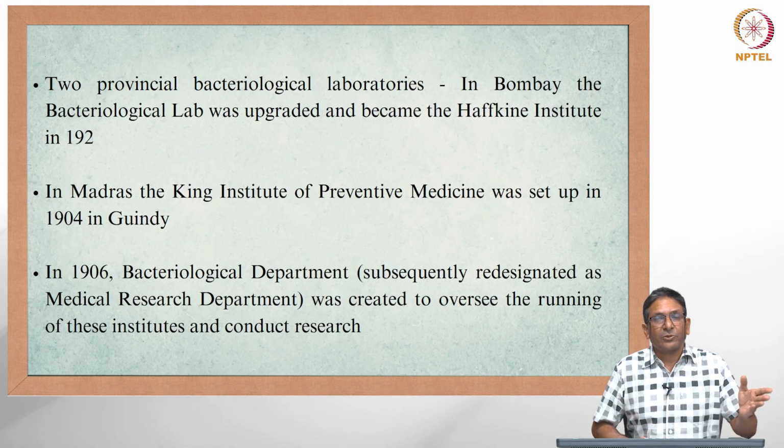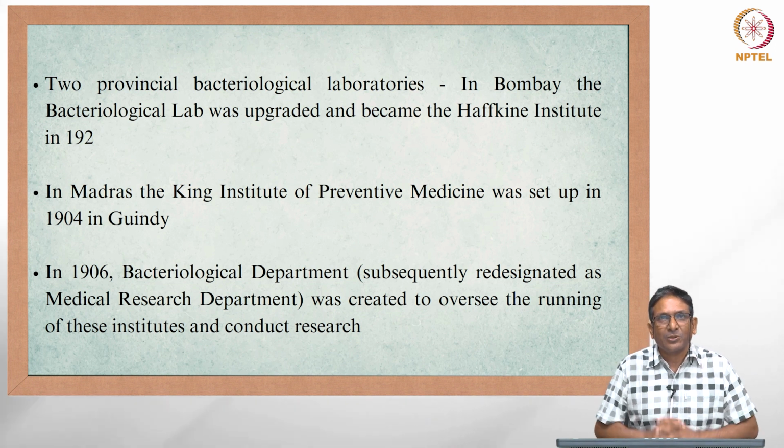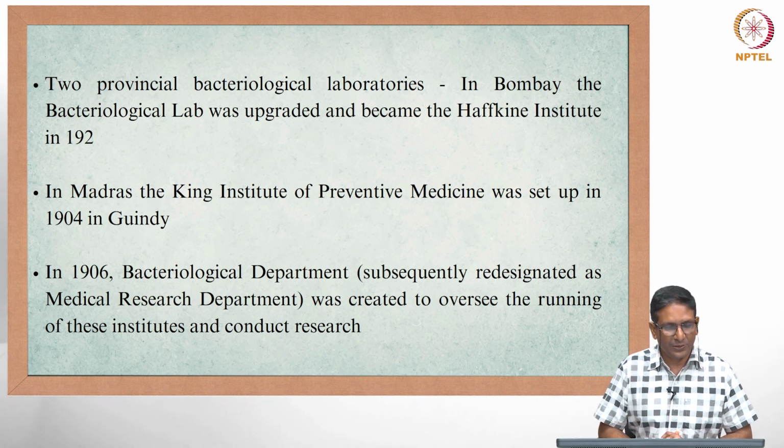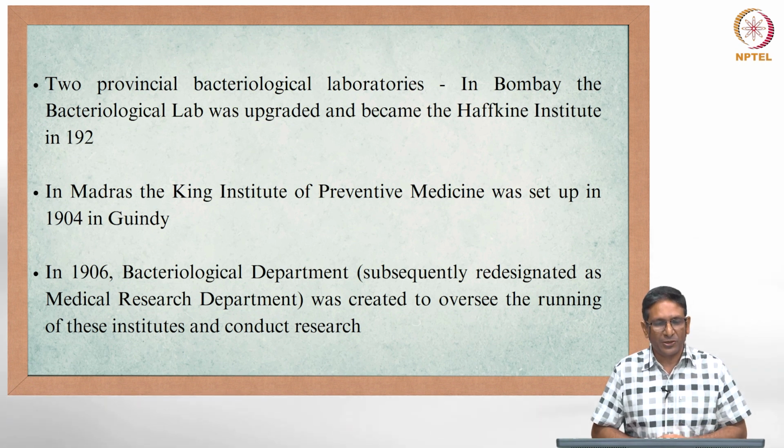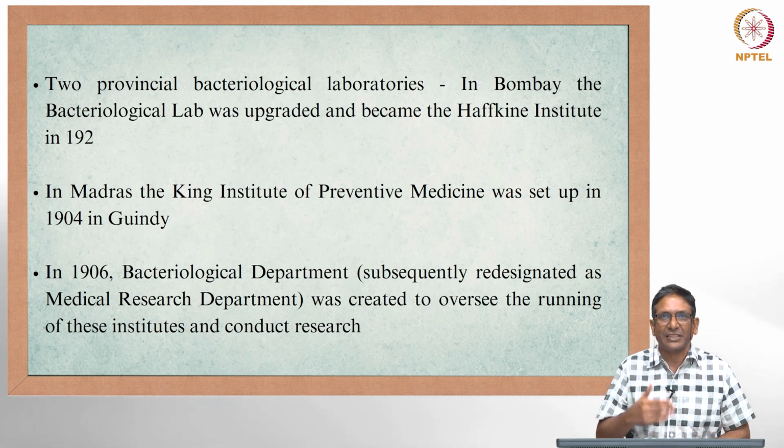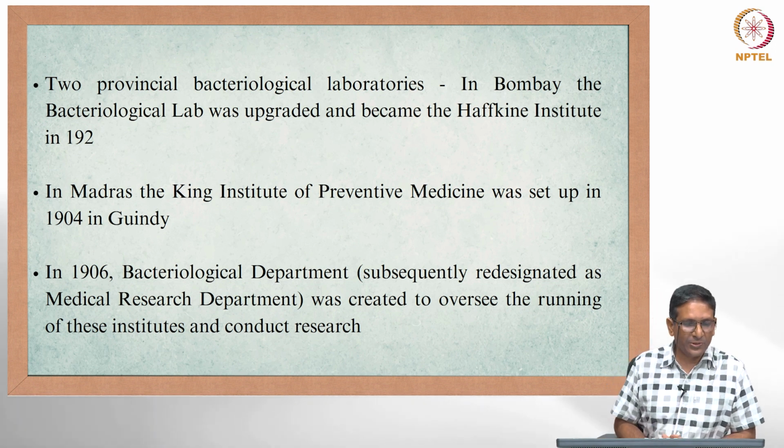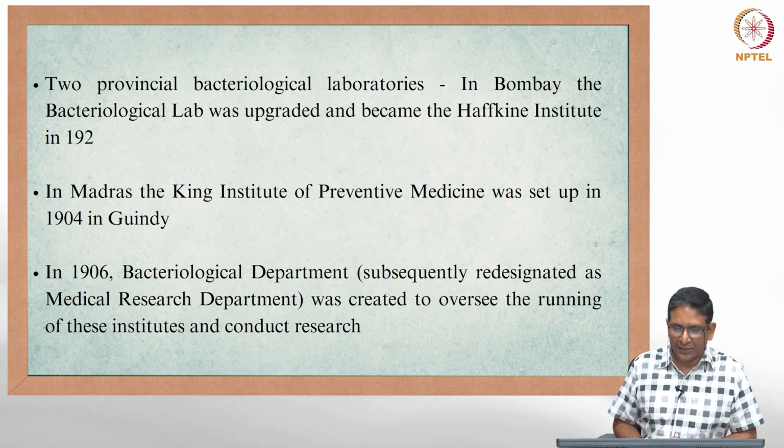And there were also, what we are talking about were imperial, all-India laboratories, and then there was the category of provincial laboratories. Two, in fact, were very famous. One in Bombay, the bacteriological lab we were talking about, which was upgraded and after that became the Haffkine Institute in 1925, as we saw in the earlier slide. In Madras, the King Institute of Preventive Medicine was set up in the area of Guindy in 1904, which is still existent and doing pioneering work in that and other areas.